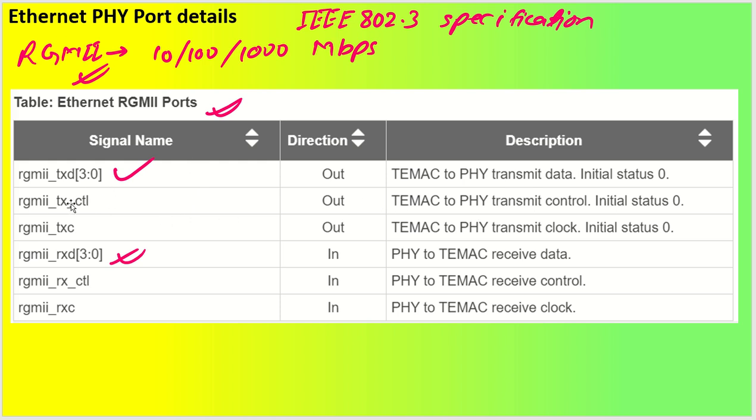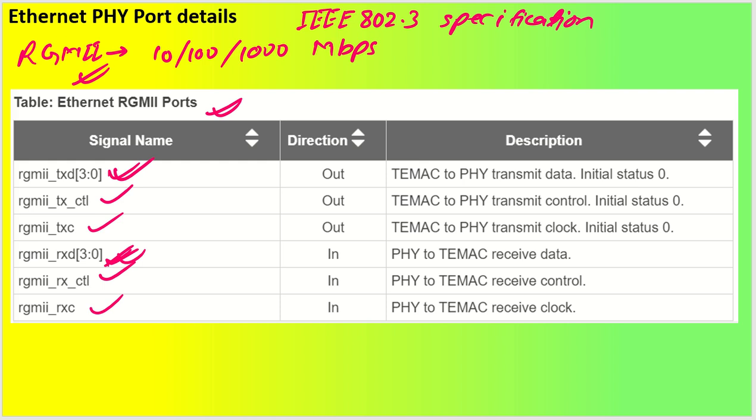So we have transmit control lines, and then we have the transmit clock. Then we have the receive control line and the receive clock. That's all. So receive control, receive clock, transmit control and transmit clock, and 4 bits of receive and transmit data lines for the MAC interface.